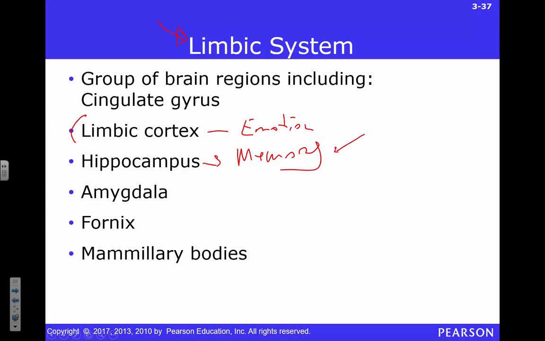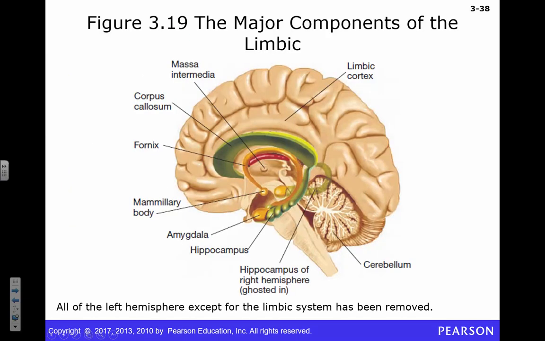So memory, obviously tied to emotion. Amygdala, we really think about this as your fear center, right? We'll talk more about these two brain structures later, but for right now, just know emotions, memory, fear center. We're not going to talk about the fornix or the mammillary bodies. Not too important. If you want to know where these are located, here's your amygdala and your hippocampus, kind of out there in your temporal lobe, right?